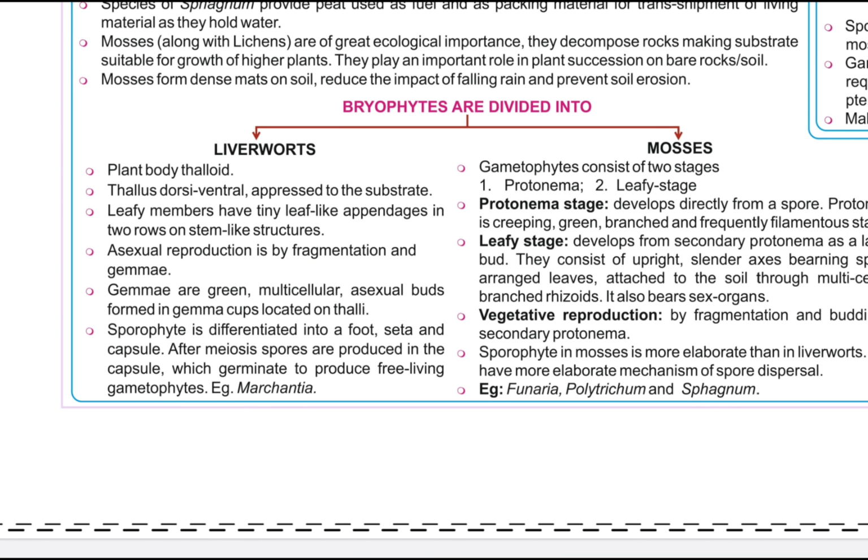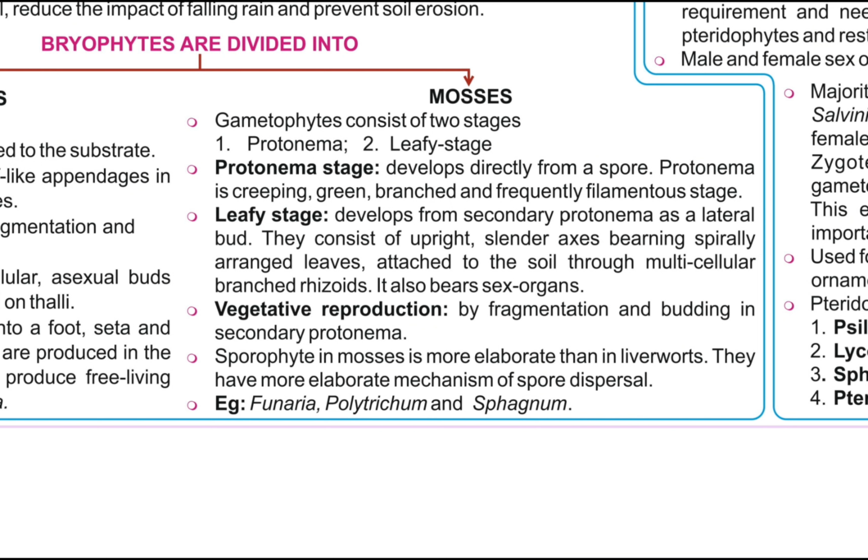Asexual reproduction is by fragmentation and gemmae. Gemmae are green multicellular asexual buds formed in gemma cups located on the thalli. The sporophyte is differentiated into foot, seta and capsule. After meiosis, spores are produced in the capsule, which germinate to produce free-living gametophytes. Example: Marchantia. Mosses: gametophytes consist of two stages.